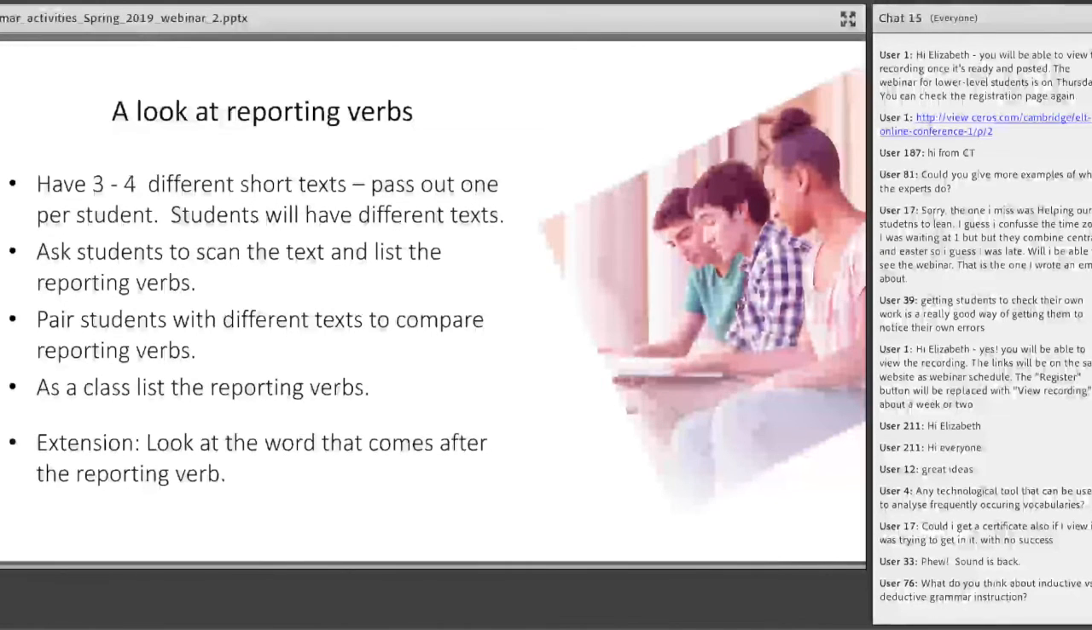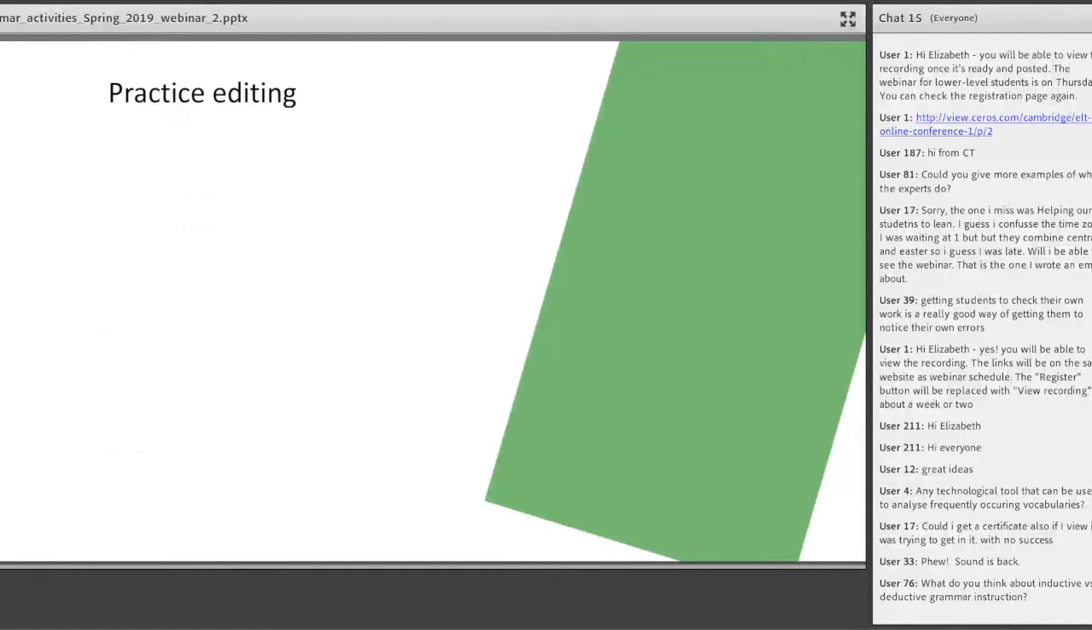So hopefully this gave you some ideas with fun activities with reporting verbs. And so then I think another part of grammar, and this is close to the end of what we're going to be looking at, is editing.